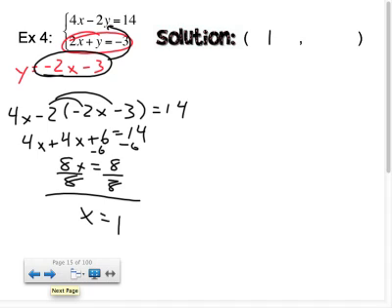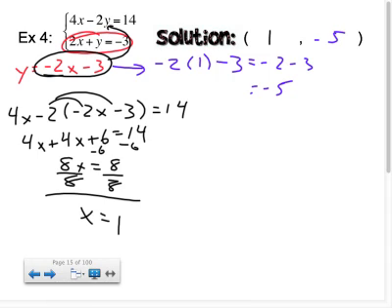And I take that value of 1 and I just plug it in here. I get negative 2 times 1 minus 3, which is negative 2 minus 3, which is negative 5. So the point 1 comma negative 5 is the solution to this system of equations when you solve it.